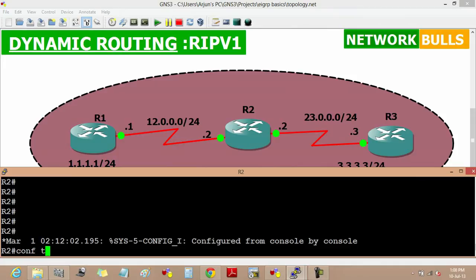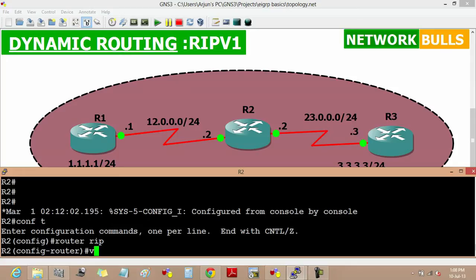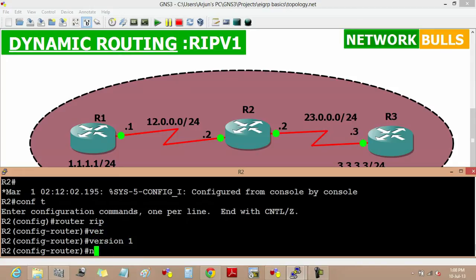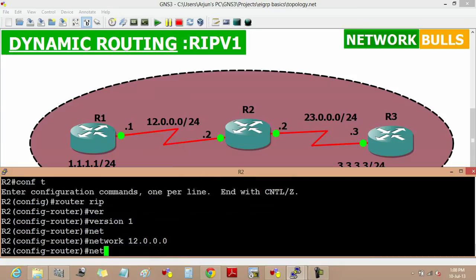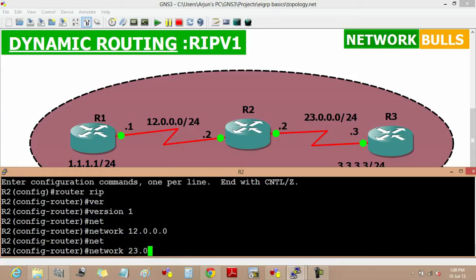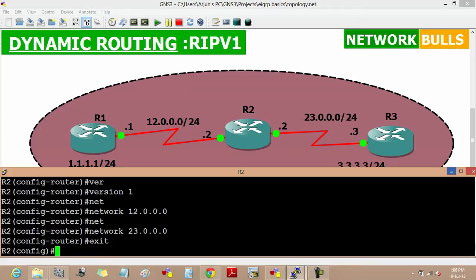Now move to router 2. Moving to the configuration mode, then enable RIP, then its version, then advertise the network 12.0.0.0, then network 23.0.0.0, then exit.